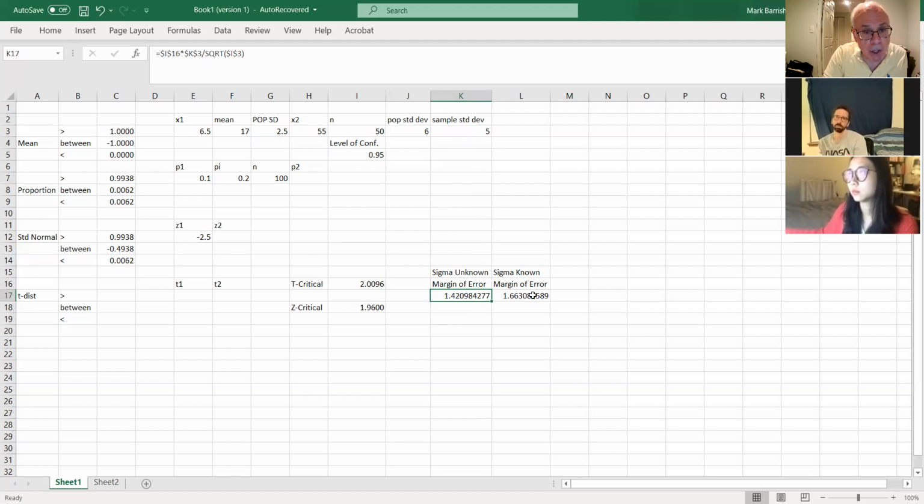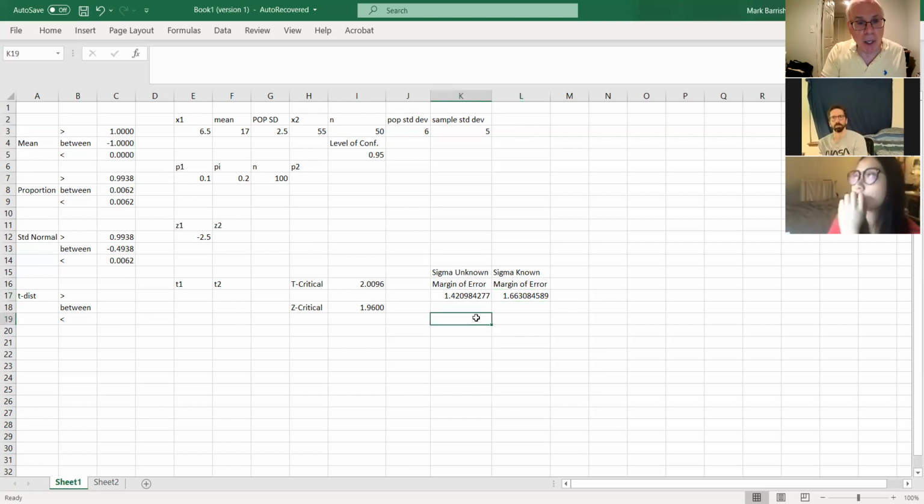If we know the population standard deviation, we're going to use this margin of error here, in which the critical value is going to be the I18, which is the z critical value, the standard normal critical value, times the population standard deviation divided by the square root of the sample size. Okay?